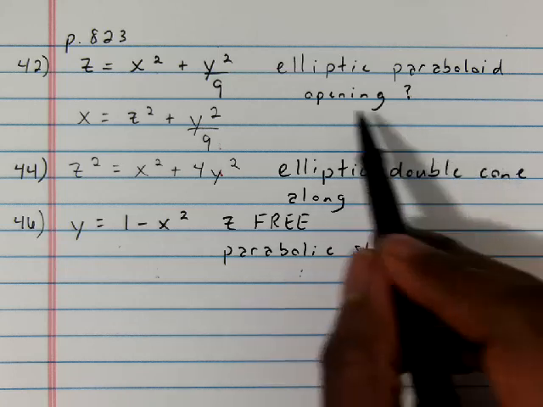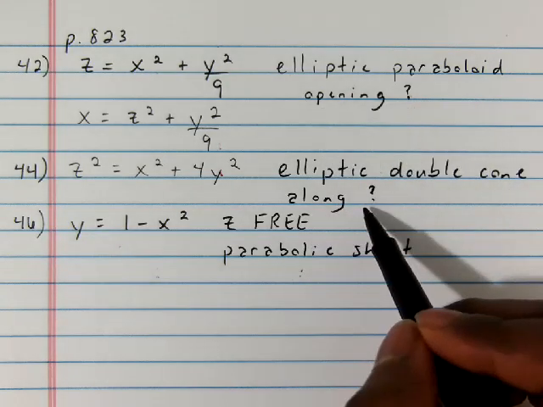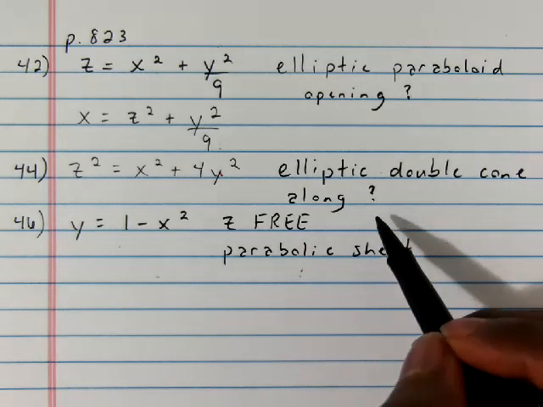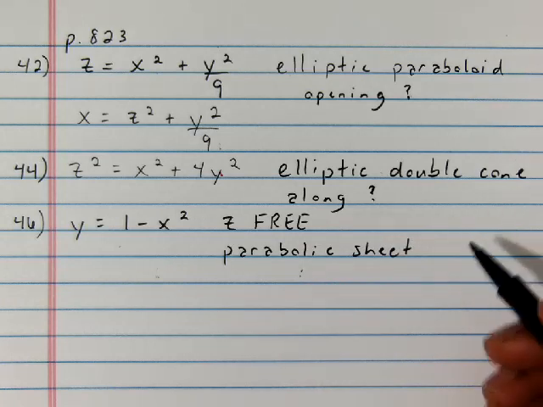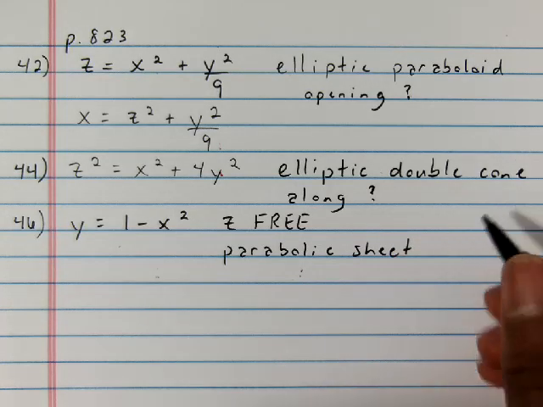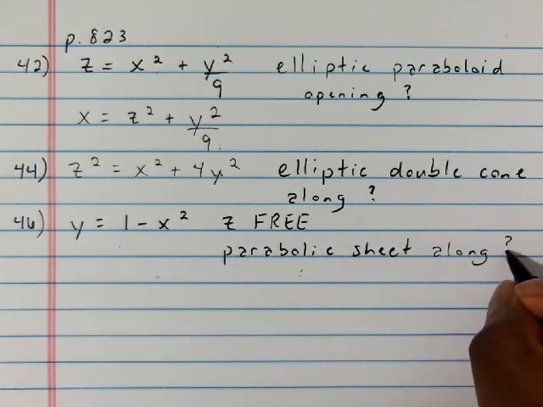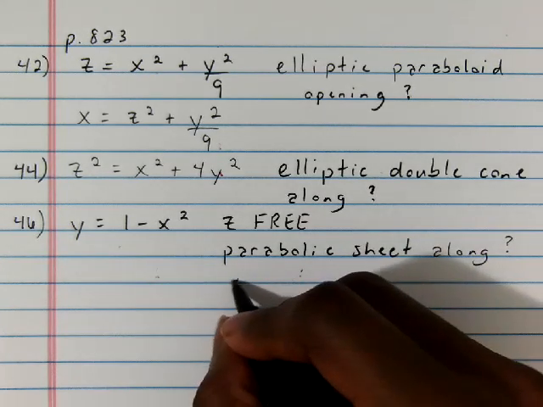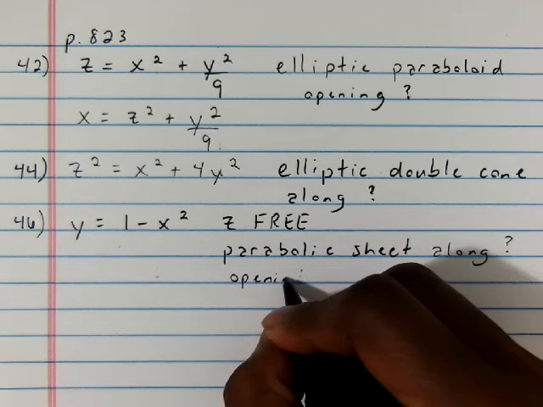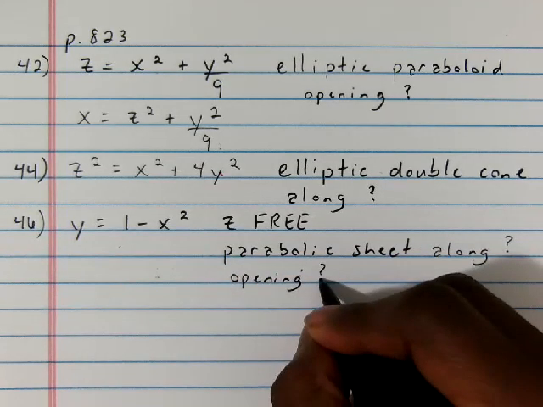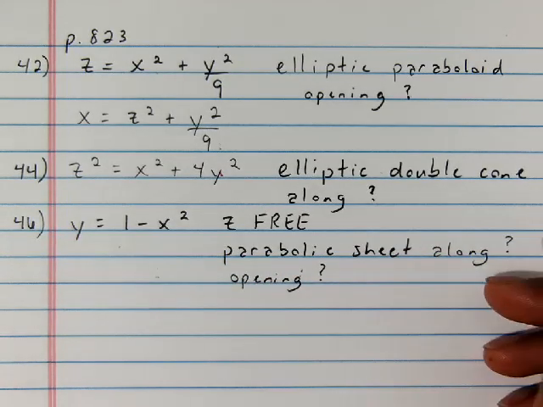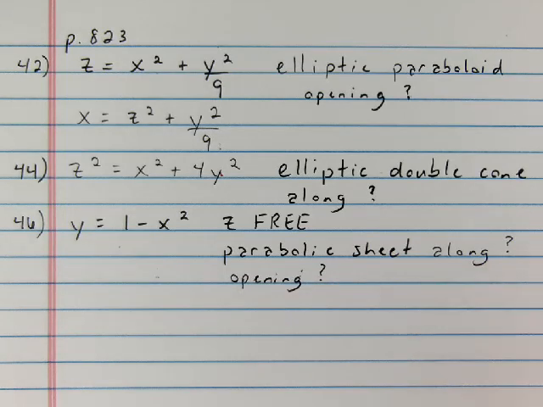The only thing you would have to change is this part where I'm putting the question mark. So you might have to change which direction it opens or which axis is along. So this is a parabolic sheet along what axis, opening which direction: up, down, left, right, forward, backwards.